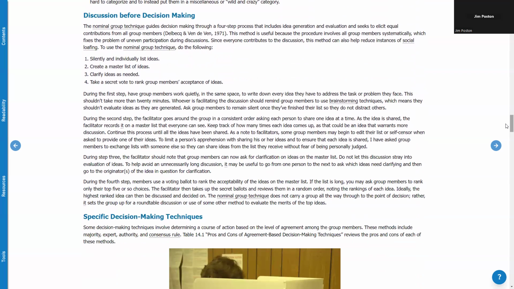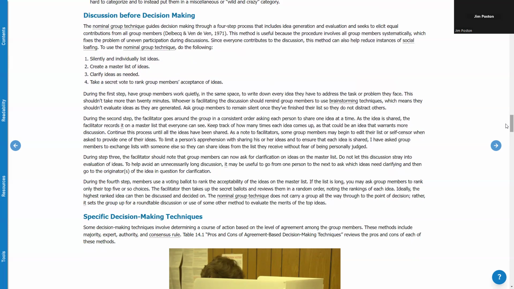Discussion before decision making. The nominal group technique guides decision making through a four-step process that includes idea generation and evaluation and seeks to elicit equal contributions from all group members. This method is useful because the procedure involves all group members systematically, which fixes the problem of uneven participation during discussions. Since everyone contributes to the discussion, this method can also help reduce instances of social loafing.